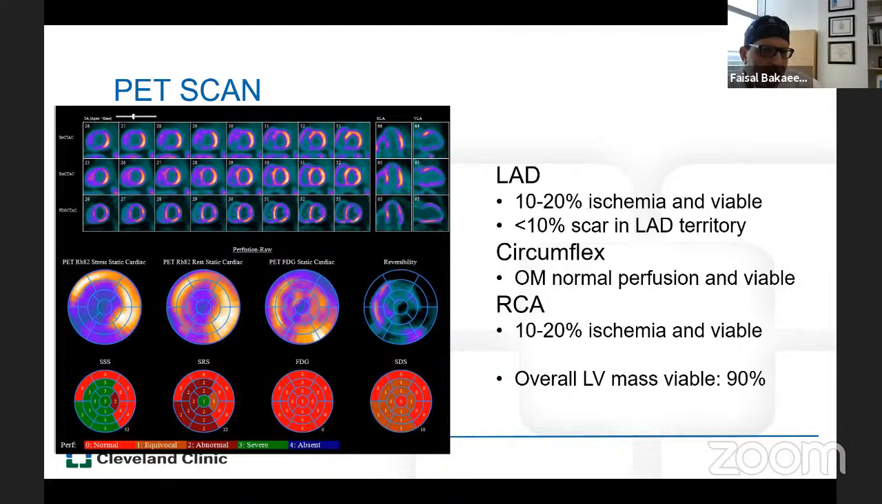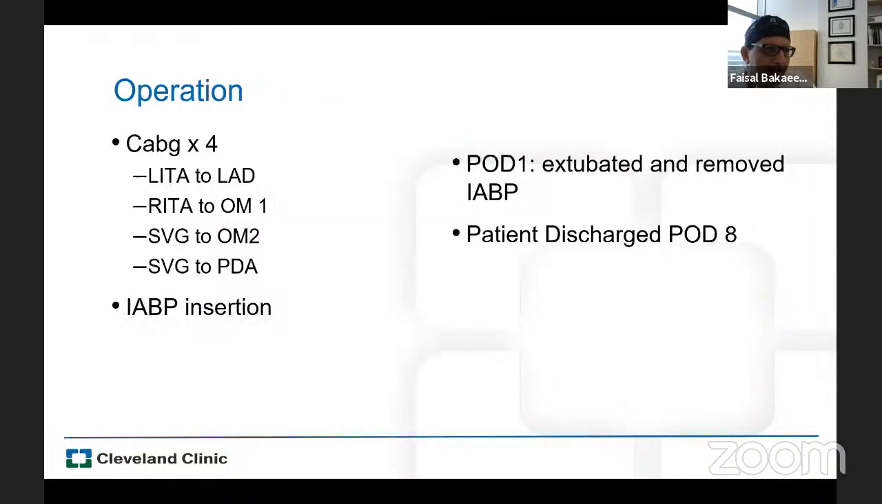So overall, there was 90% viability. So he had acceptable targets and viability, and he's a young guy. So we actually used bilateral mammary for this guy. We did a CABG times 4, LITA to LAD, RITA to OM, saphenous to OM2, SVG to PDA. We did put in a balloon pump.